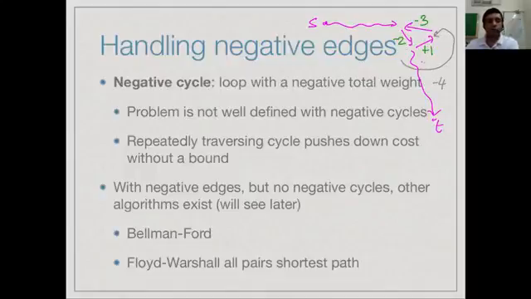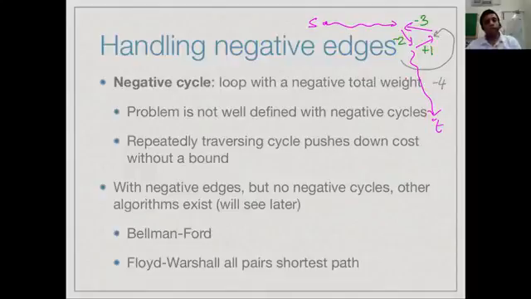At each time I go around the loop, the cost reduces by 4. So I keep adding -4 to my cost. So the cost can be as low as I want, just depending on how many times I go around the loop. So if I have negative cycles in a graph, the question of a shortest path doesn't even make sense. I mean, there's no notion of a shortest path because the quantity is not well defined.